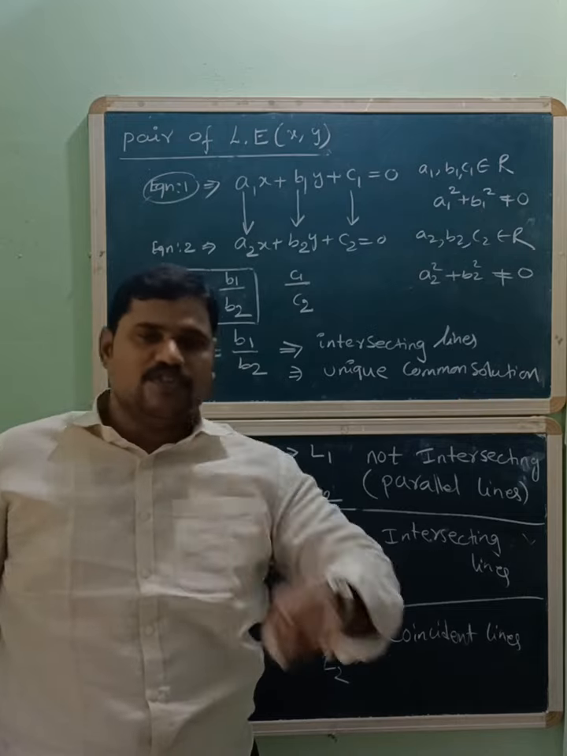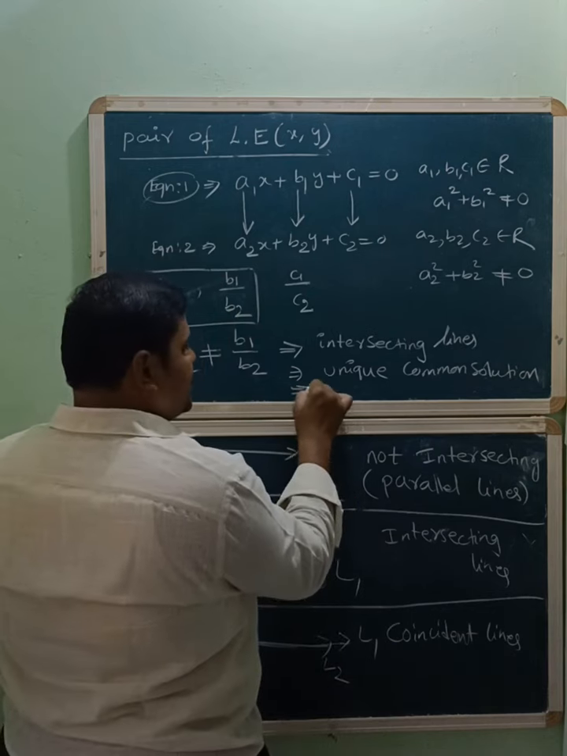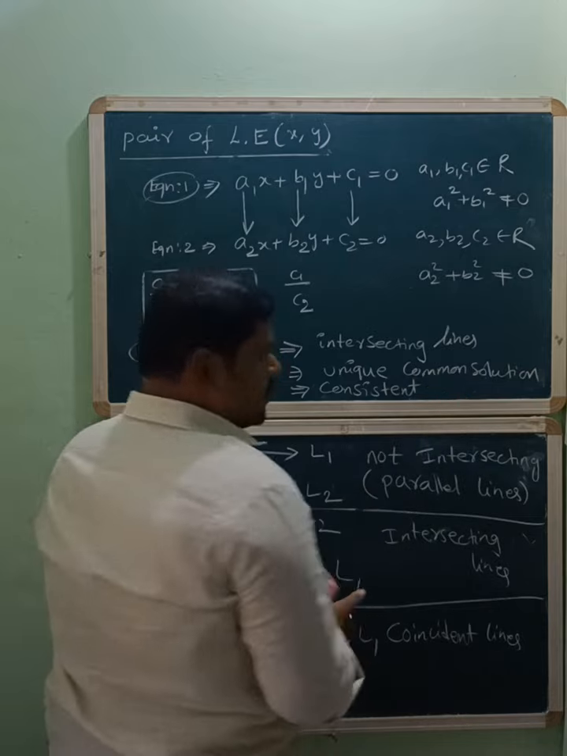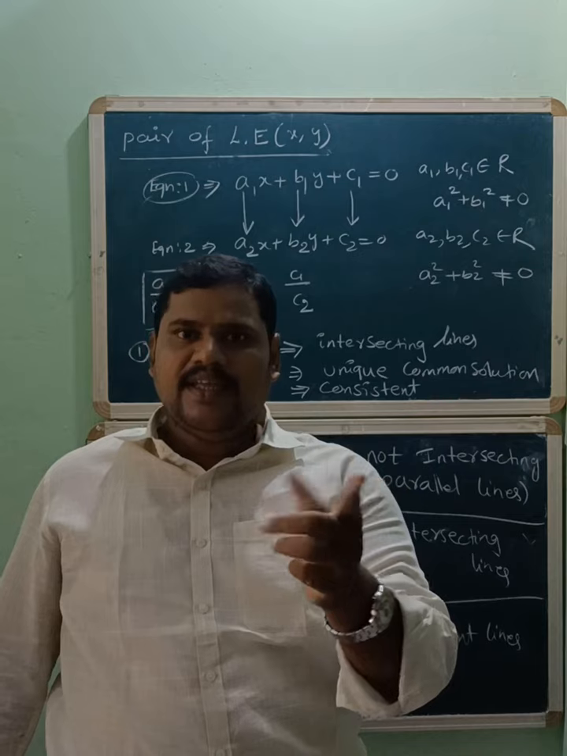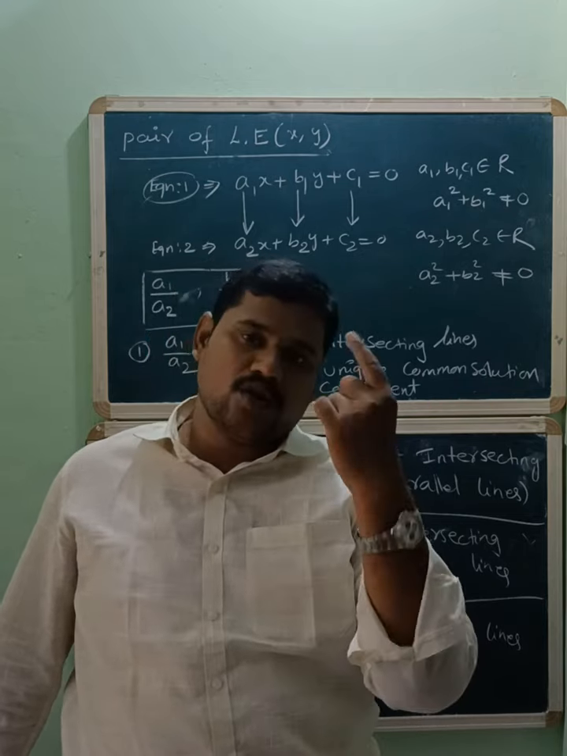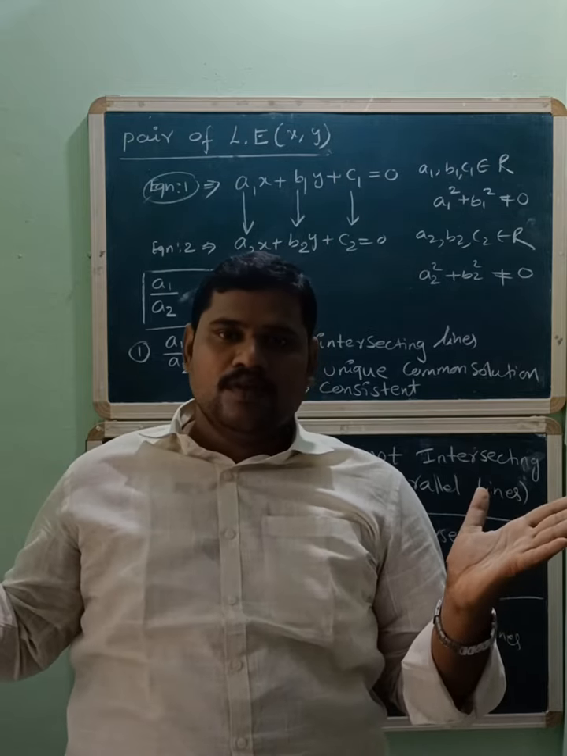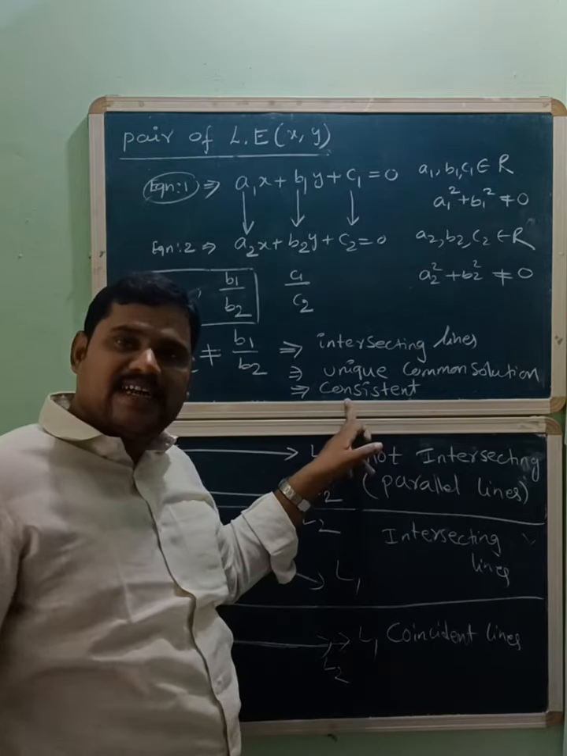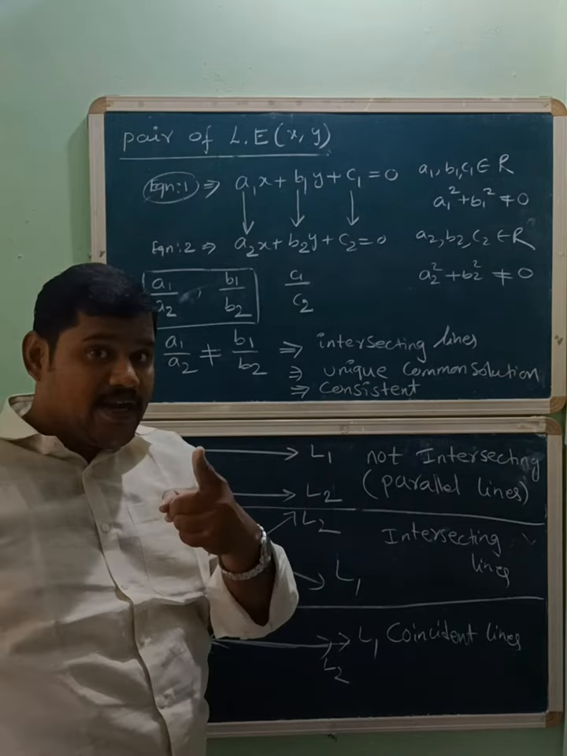Now, for any lines, if there exists a solution, at least one solution, those lines are called consistent. So these lines are consistent. What is the meaning of consistent? Any two lines having at least one solution. At least one solution means maybe one solution, or two solutions, or three solutions, or more, whatever it may be. If one solution is enough, at least one solution, then we can say that the lines are consistent. So here only one solution is there, that's why consistent.